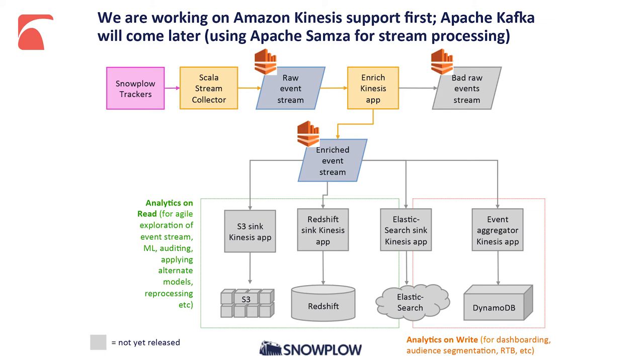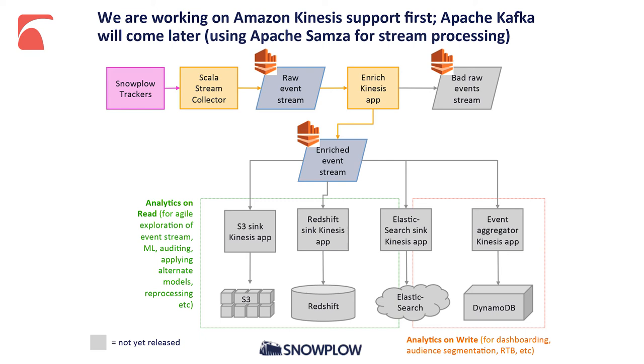So you've still got the Snowplow trackers. There's a new event collector that writes the incoming events to Kinesis. So then you've got a raw event stream of events. Then there's a Kinesis enrichment app. That's an app that reads in the raw stream and writes out the enriched event stream. So that's a new stream living in Kinesis. And it's also soon going to write out the bad events, so that's the events that failed validation.